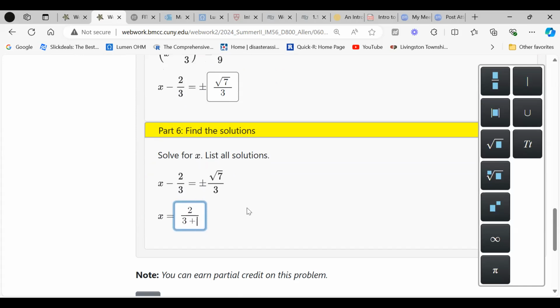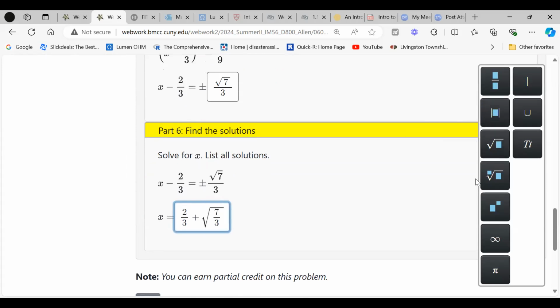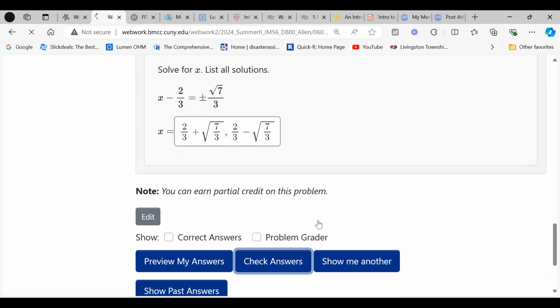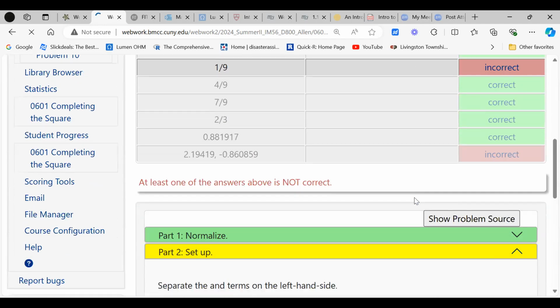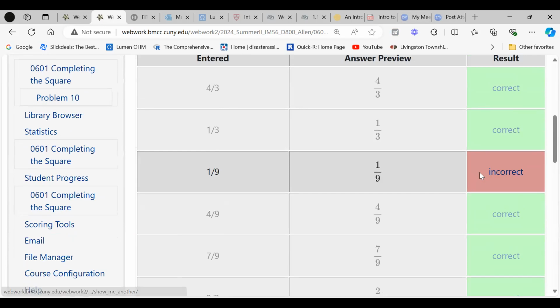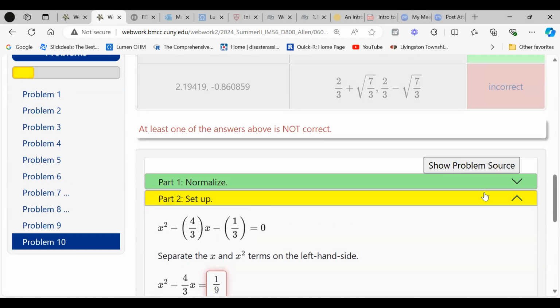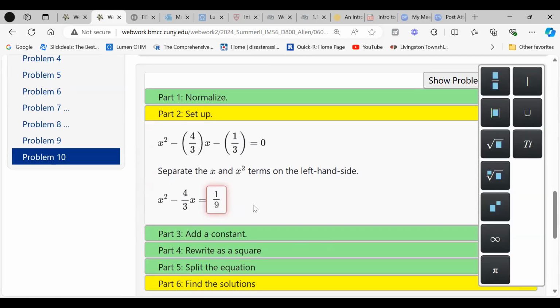And eventually, you're going to do 2/3 plus square root 7 over 3. The other one, we can just copy paste, change the sign in the middle. Subtract it. Okay, that should do it. Check the answers. What? 1/9. 1/3. Yeah, my bad. It's supposed to be 1/3.